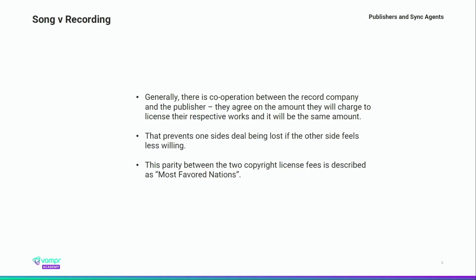They'll generally try to be on the same page. And this parity, or this equality between the master license and the sync license, is called a most favoured nations clause, or it's sort of called that. It means that the two copyrights, one of them is not worth more than the other in that particular deal. And so obviously publishers and record companies do collaborate when somebody wants both the song and the recording.